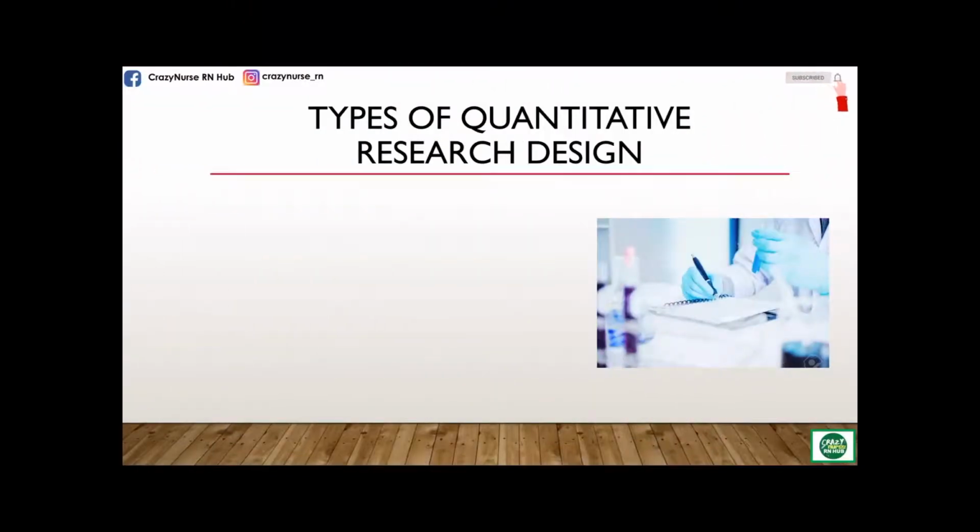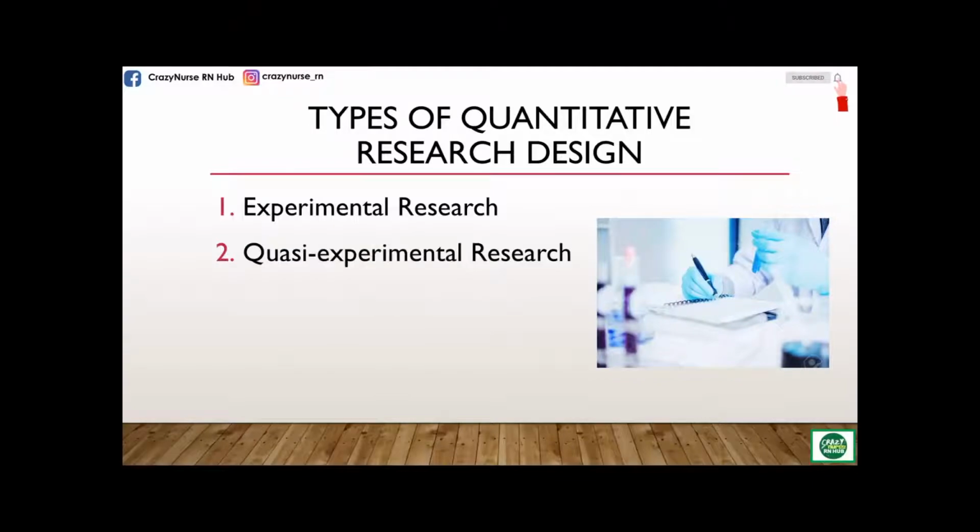We also have types of quantitative research design. First, we have your experimental research, then quasi-experimental research, and lastly, we have your non-experimental research. Quasi-experimental and experimental are designed to examine cause and effect. These studies are conducted to examine differences in the dependent variables thought to be caused by independent variables. Descriptive and correlational studies, which belong to non-experimental research, examine variables in natural environments and do not include researcher-imposed treatments.